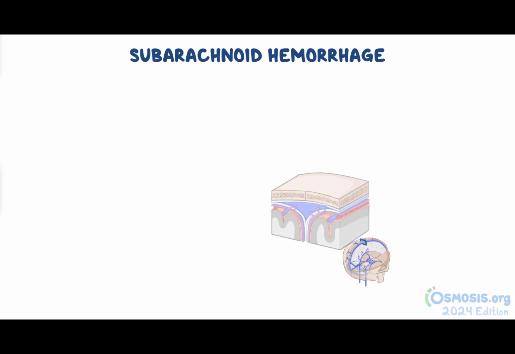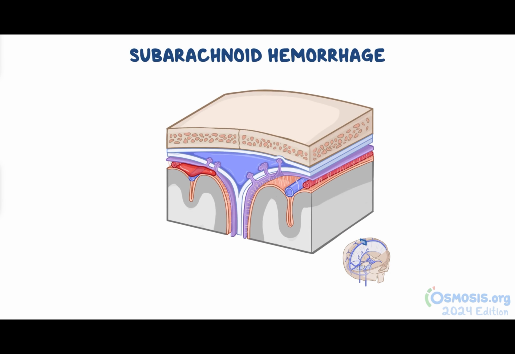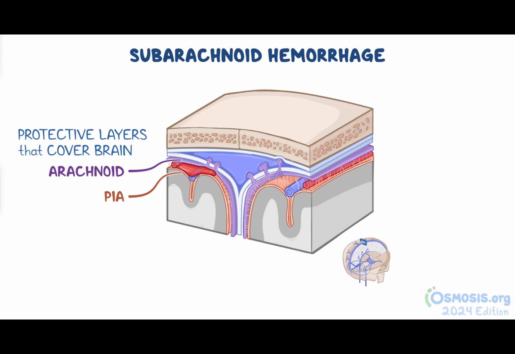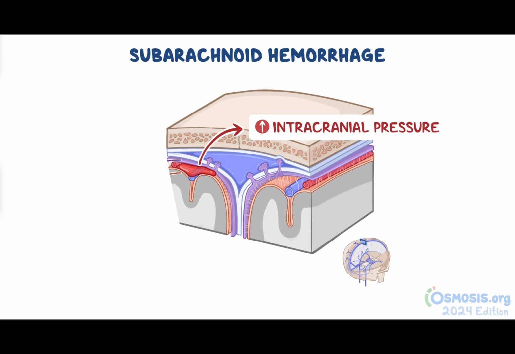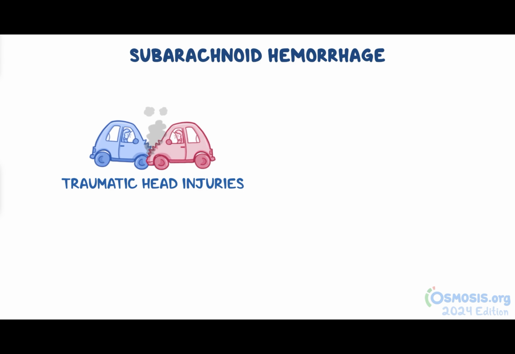Subarachnoid hemorrhage refers to an intracranial bleed that occurs between the pia and arachnoid layers of the meninges, which are protective layers that cover the brain. If not promptly recognized and treated, blood pooling in the subarachnoid space can lead to a fatal increase in intracranial pressure. Now, based on the underlying cause, subarachnoid hemorrhage can occur as a result of traumatic head injuries, but it can also occur spontaneously, which is also known as non-traumatic subarachnoid hemorrhage.